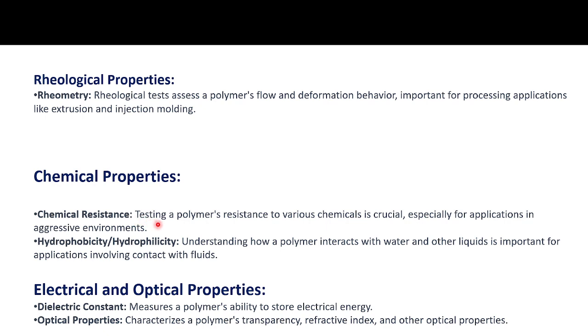Like if you go to some area where the pH of the water system will be high, or if you use this polymer in salty water or normal water, there will be a change of pH, and the chemicals present in the environments are different. So can our polymer sustain this chemical environment? We can test the chemical resistance of the polymer. Also we can check the hydrophobicity and hydrophilicity of the polymer, which are very important.